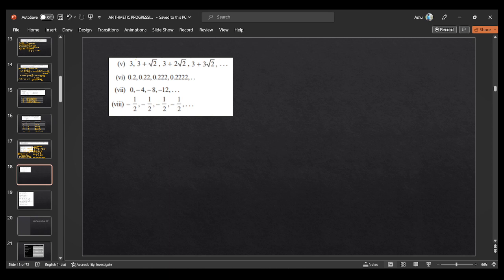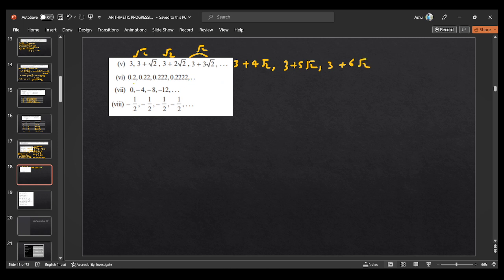Now we will write directly: 3 plus root 2, 3 plus 2 root 2, then the difference is root 2, and again the difference is root 2. So the next term will be 3 plus 3 root 2, then 3 plus 4 root 2, 3 plus 5 root 2 and 3 plus 6 root 2.